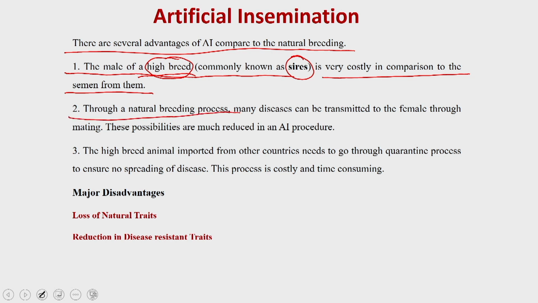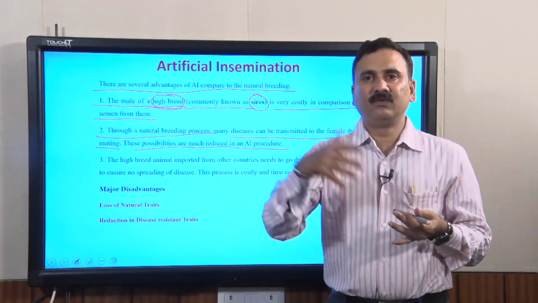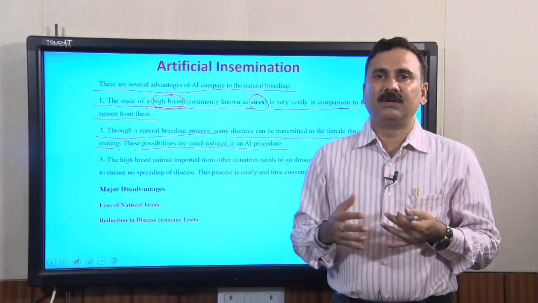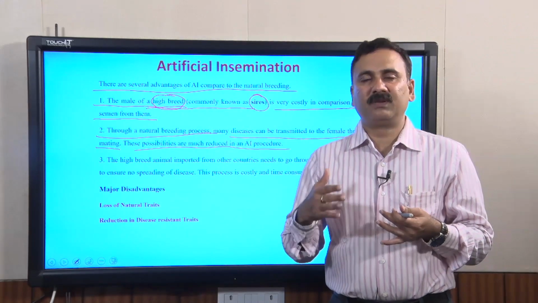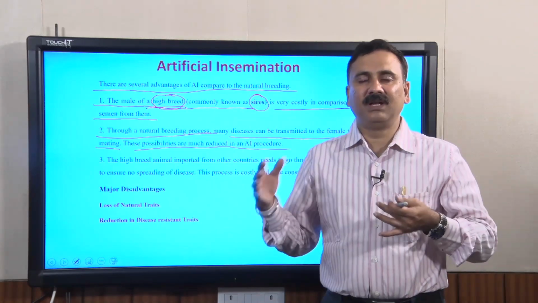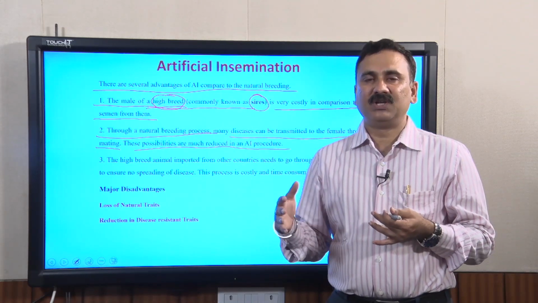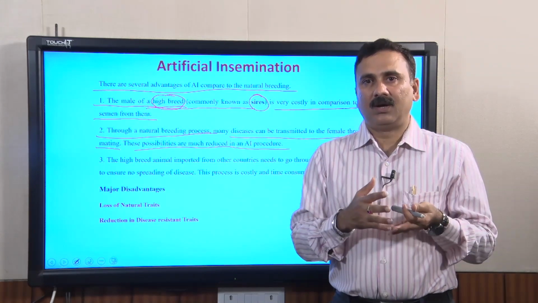Through a natural breeding process, many diseases can be transmitted to the female through mating. These possibilities are much reduced in AI procedures. When people go for natural breeding, there are many sexually transmitted diseases which go from the male to the female during the fertilization steps. That possibility can be reduced very significantly, because you can easily check the semen as well as the quality of sperm by microscopic observation, and we can also perform many biochemical as well as microbiological observations to see if the semen is contaminated with any kind of infectious organism or not.